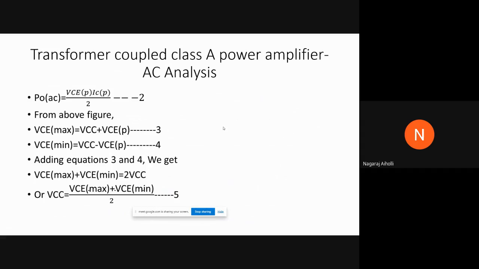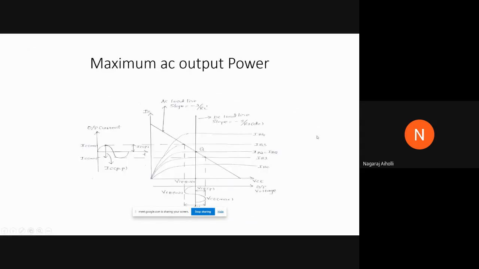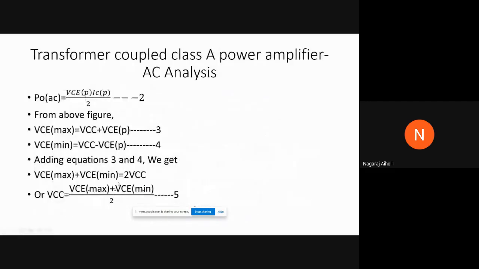Now from the above figure, what will be VCE max? Let us see the VCE max. So VCE max here is nothing but VCC from the origin to this intersection, plus VCE peak. Now VCE max is from the origin up to VCE max. It is given by origin to VCEQ is equal to VCC, plus this amount of voltage, that is VCE peak. Is it not? That is VCE max is equal to VCC plus VCE peak.